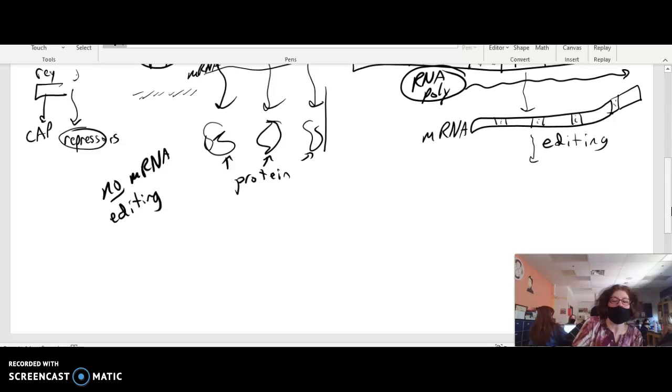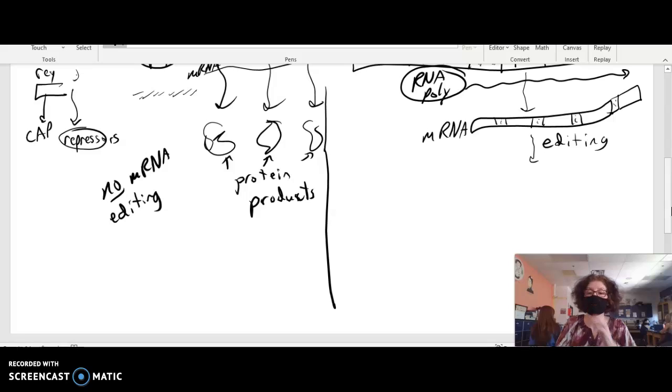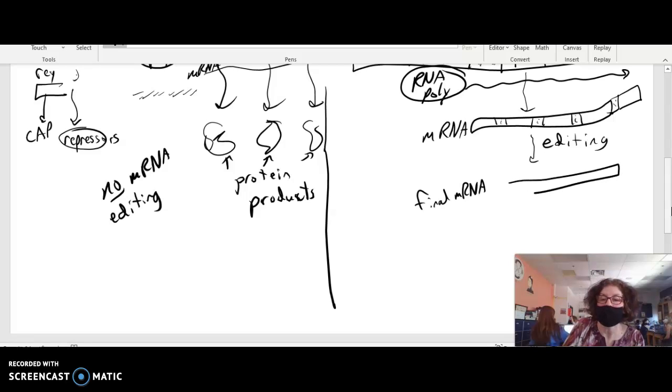The protein products are made with no editing, right? Whereas over here, the final messenger RNA is going to be a little shorter, right? Because it'll have the introns out, and you'll have the exons spliced together. So there are 1, 2, 3, 4, 5 exons that'll be all put together, with the introns spliced out.